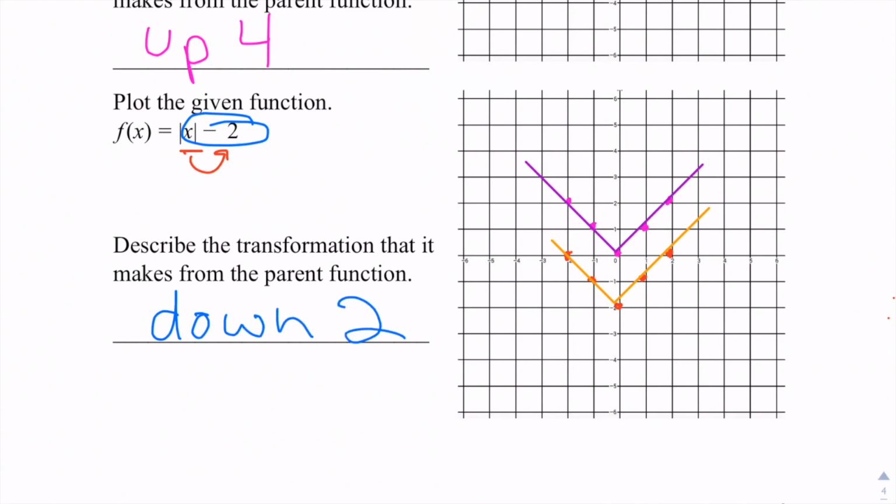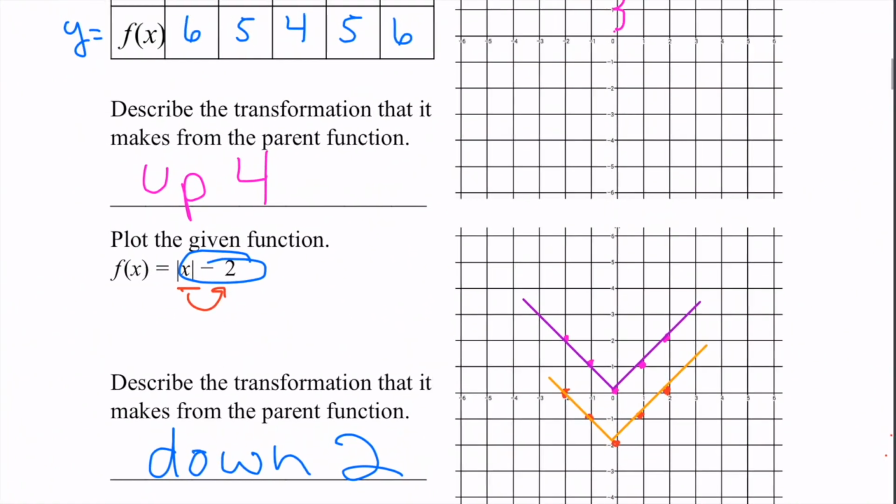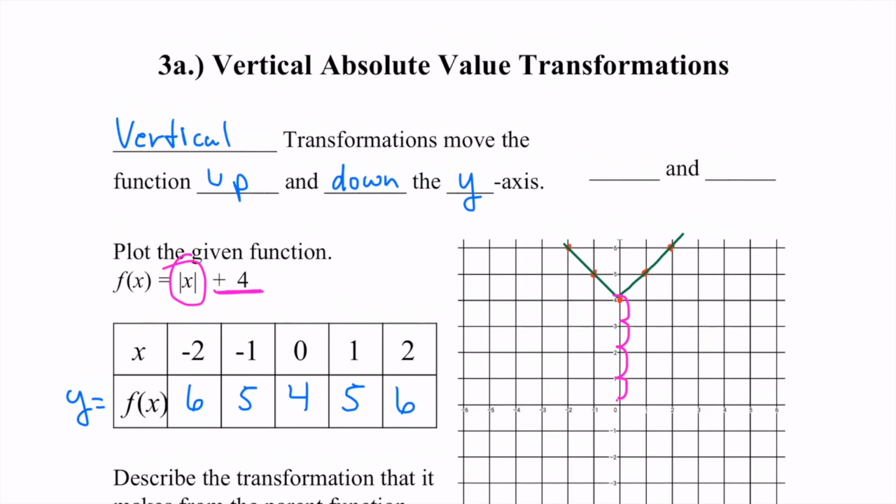In conclusion, what we have to understand about vertical transformations, they move up and down the y-axis, they shift the graph up and down.